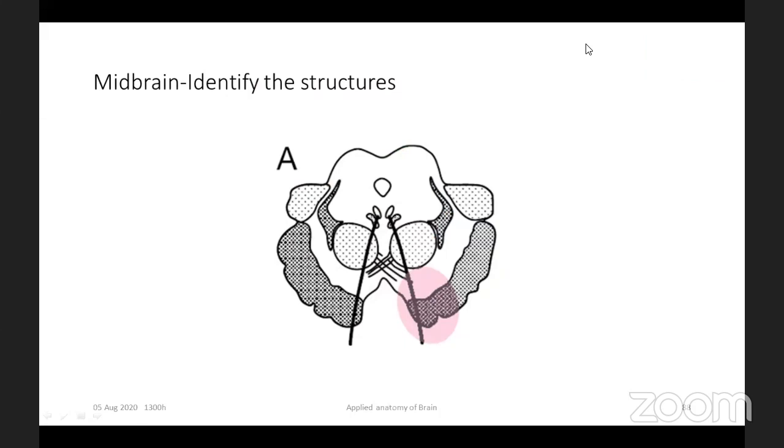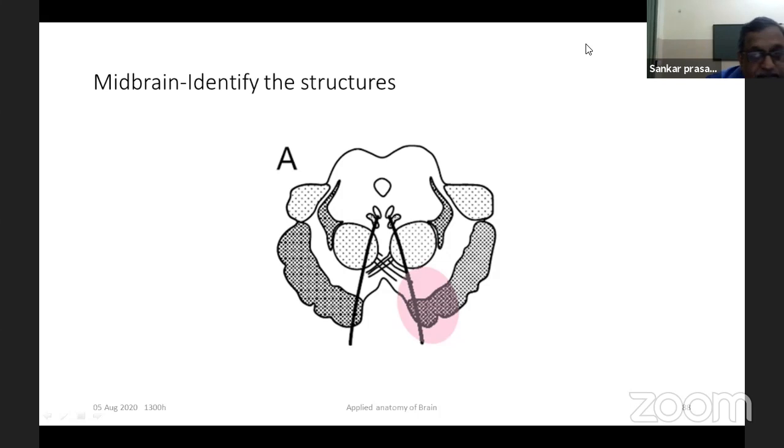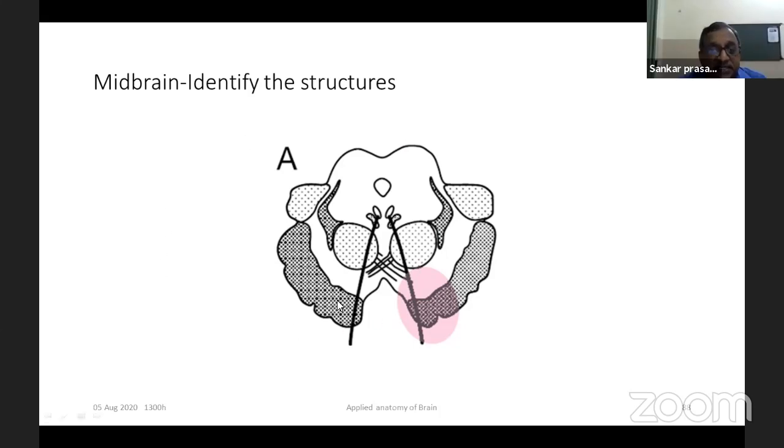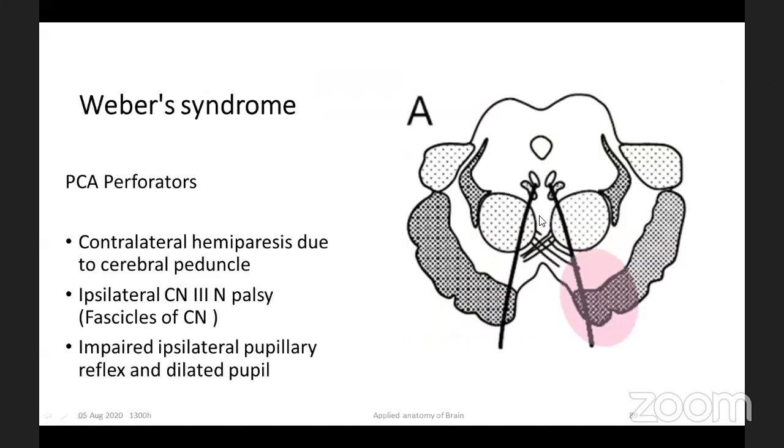Third nerve and corticospinal tract. This is the midbrain structure. If you concentrate on four diagrams, you can learn the midbrain. So, midbrain, identify. Yes, that's nice. Third nerve, right. All right, very good.